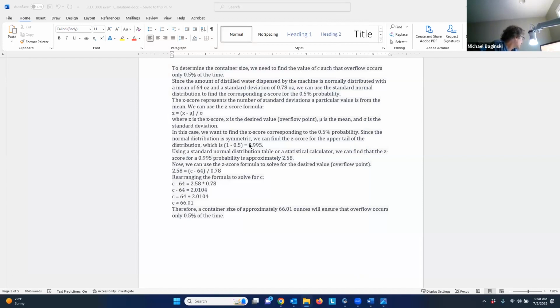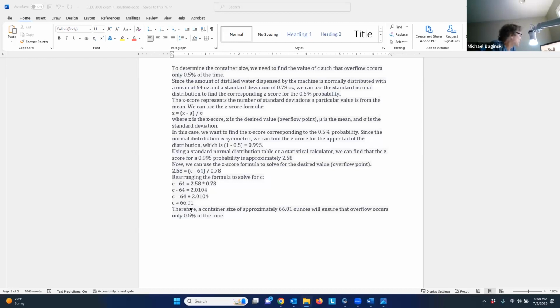That's shown here. Let me just look here. 2.58 is about right for this one if you look in the tables. And that means 2.58 is C minus 64, divided by 0.78, which is the standard deviation, and gives me about 66.01. 66 got you that. A lot of people went the other way. Instead of adding this difference, they subtracted and they got a value less than 64. But this was meant to be just a straightforward problem of using the tables or your calculators.